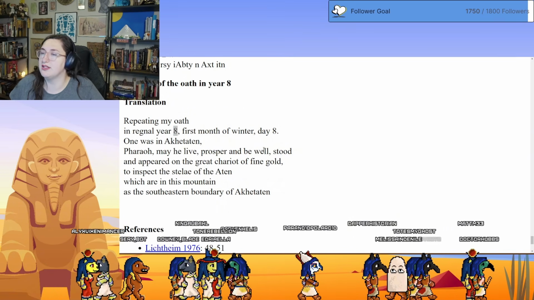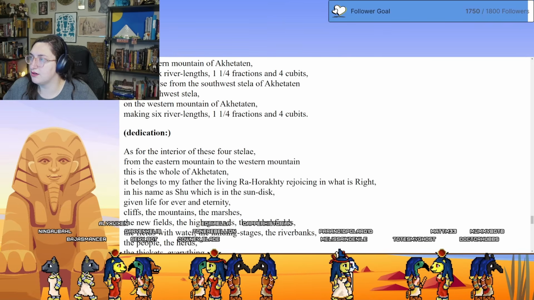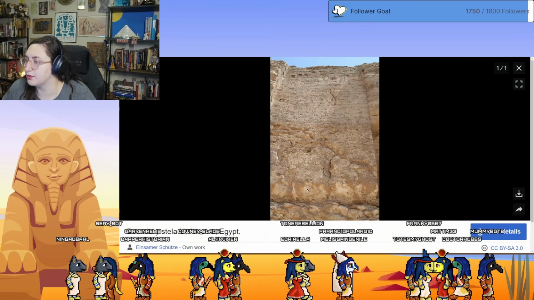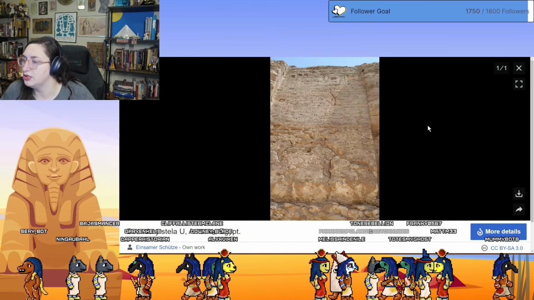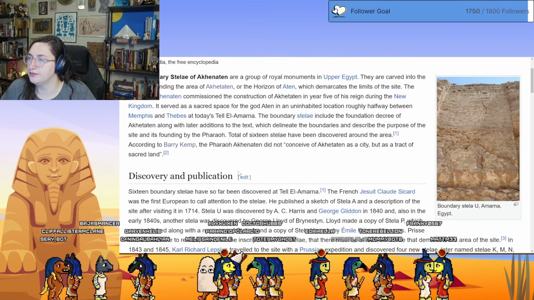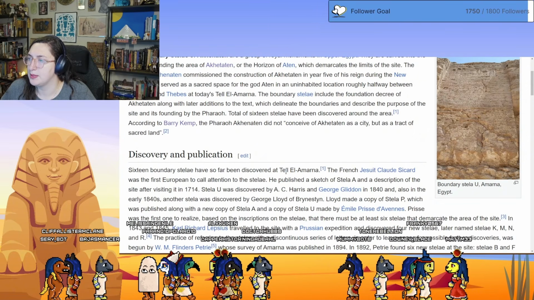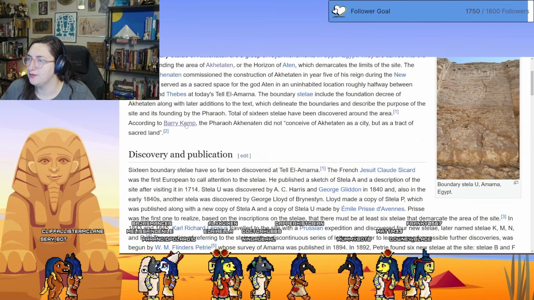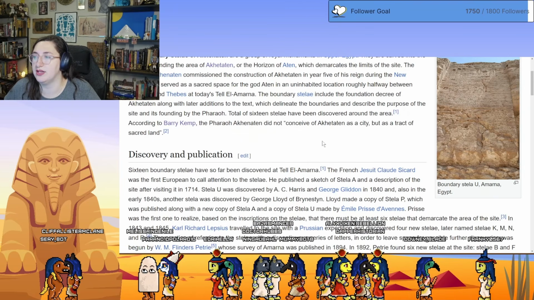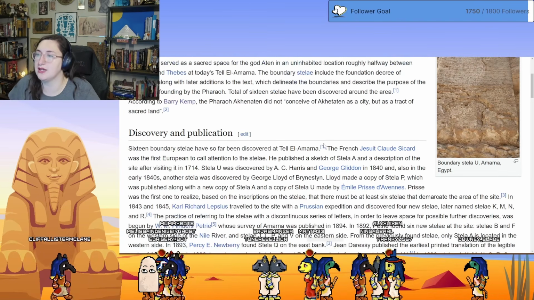This is very interesting. So I think I'm gonna go quickly to the Wikipedia and see if there's anything else. Here is a better picture of Stela U. According to Barry Kemp, R.I.P. Barry Kemp, Pharaoh Akhenaten did not conceive of Akhenaten as a city, but as a tract of sacred land, which makes a lot of sense when you read the text.